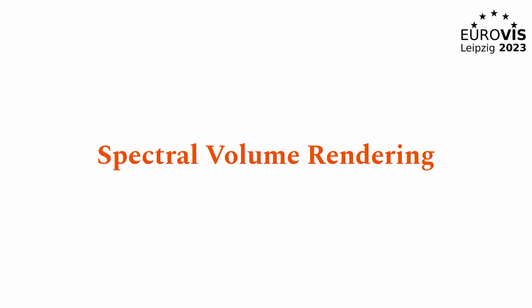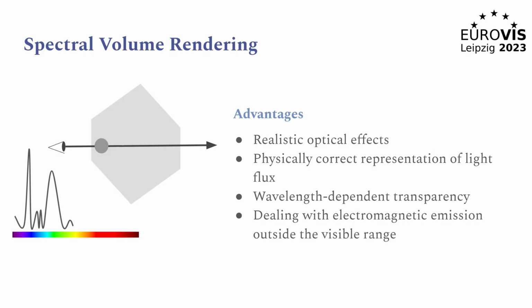Spectral volume rendering is an extension of the traditional volume rendering. However, instead of accumulating RGBA values, we work with the spectrum directly throughout the rendering process. Every volume element can emit and absorb light at any frequency of the spectrum. And then once we exit the volume, we convert the spectrum into its corresponding RGB color.